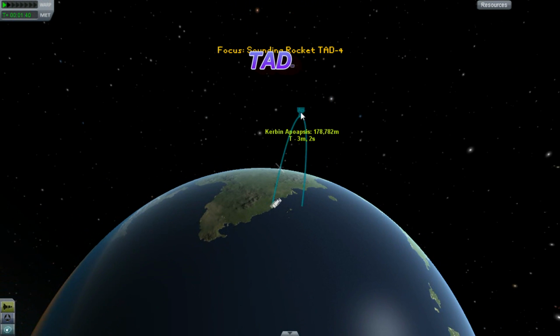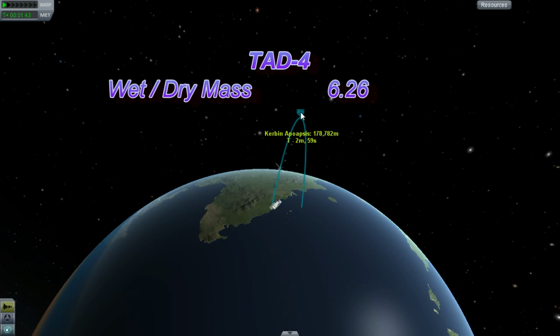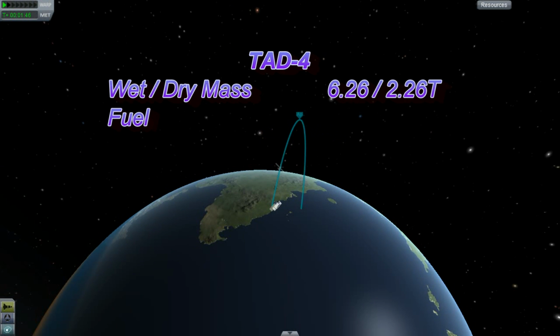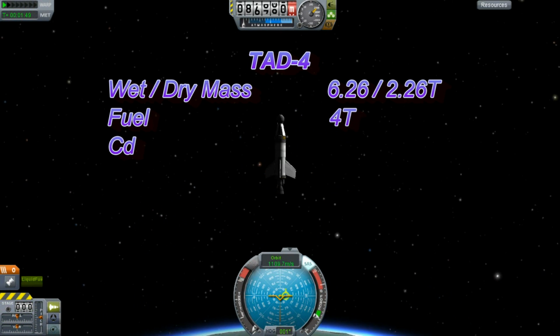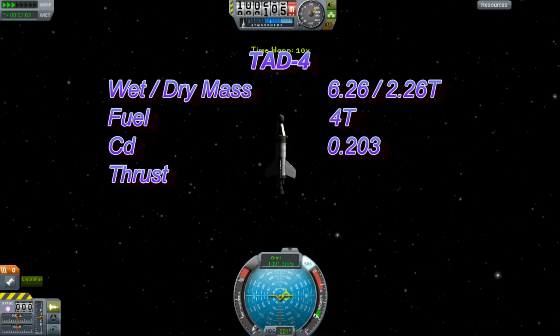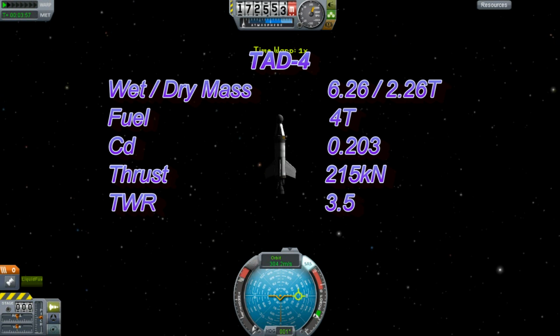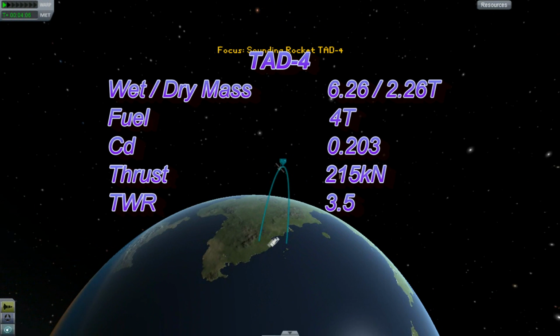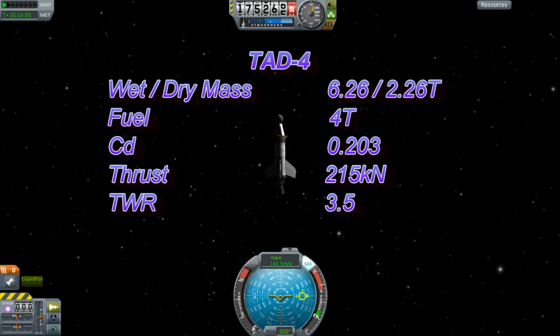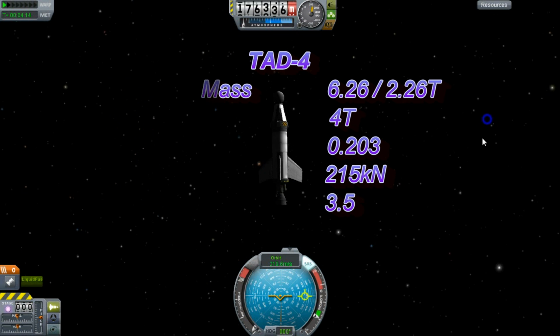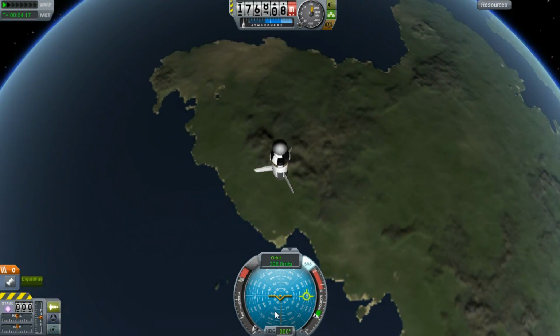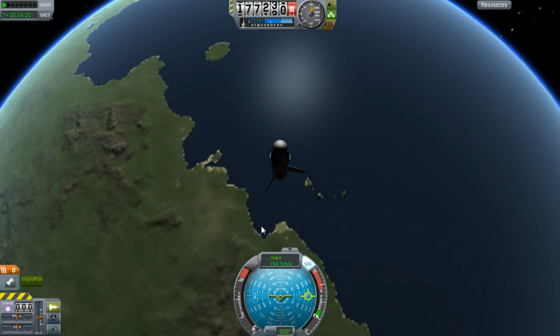So TAD-4 is just a very simple liquid fuel sounding rocket. It's 2¼ tons with 4 tons of fuel, bringing it up to 6¼, and running on a single LVT-30 engine, giving it 215 kilonewtons of thrust and a thrust to weight ratio of 3.5. So it's very easily able to push itself past terminal velocity, but it can also control the throttle. We're just running a couple tests here, this one full throttle to see how high it can get, and that will give us an indicator of how much it's lost to drag when we compare this apoapsis to a second flight where the throttle is controlled to try to keep the ship near its terminal velocity.